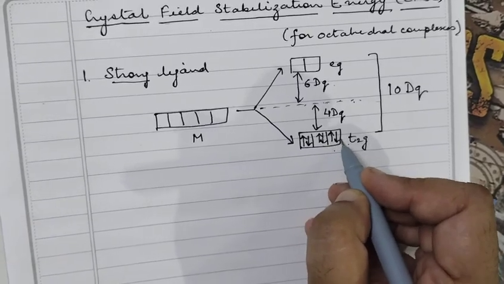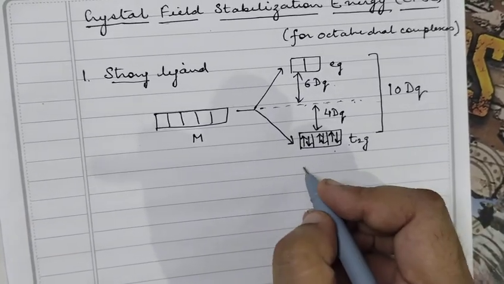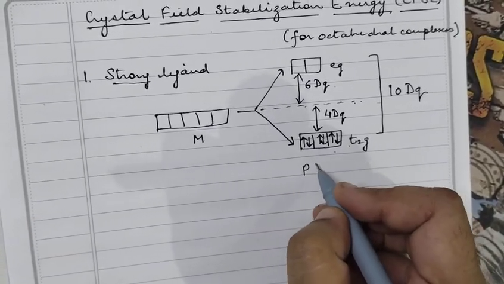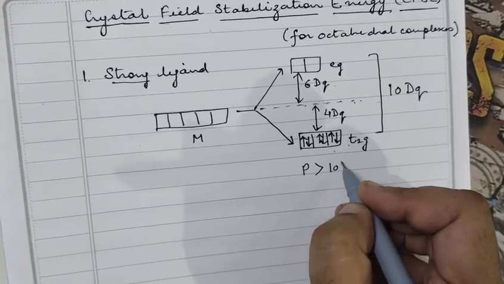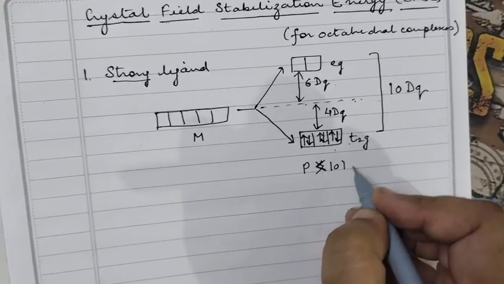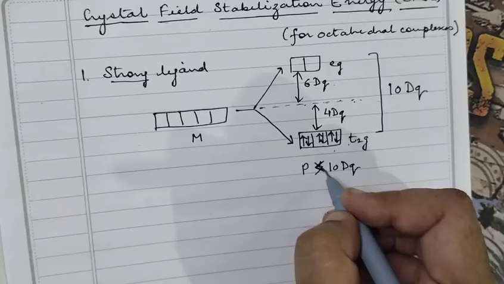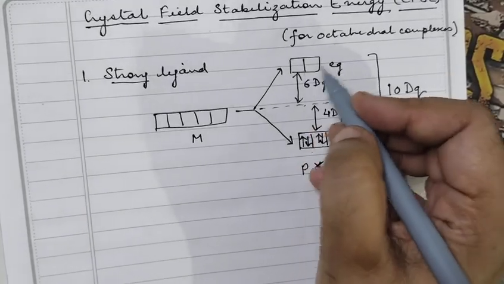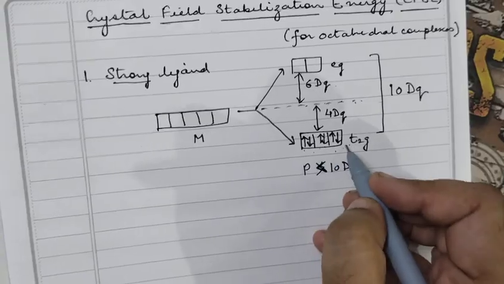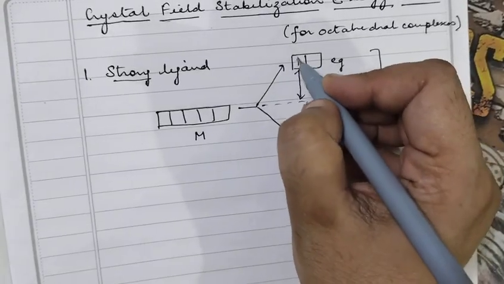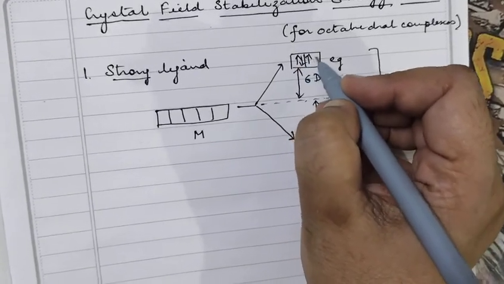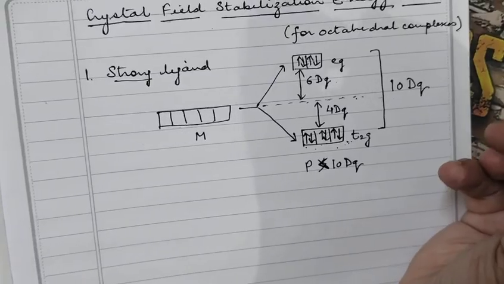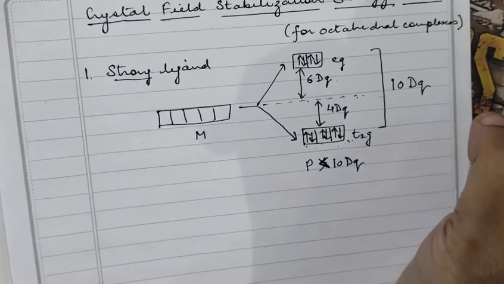We saw it in the previous video that 10 dq is greater than pairing energy. That is, they will try to get paired up rather than going to EG. And when T2G is completely filled, then they go to EG, and finally they get paired up in EG also. This we had already seen in the previous video.